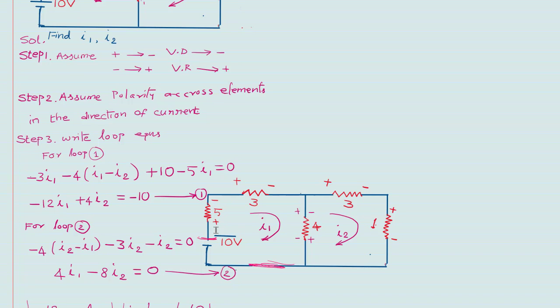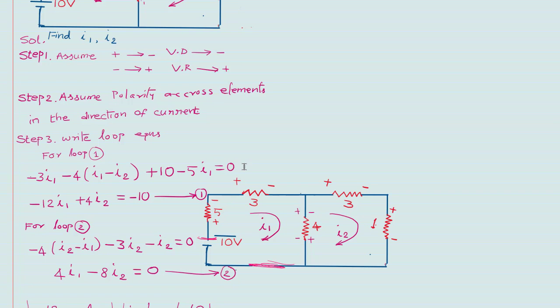Next, you have another element here, the 5 ohm resistor. This is the positive polarity and this is the negative polarity. So in the assumed current direction, first getting the positive, next negative means a voltage drop. That will get the minus. So minus 5 into the current flowing, I1, so minus 5 I1 is equal to 0.